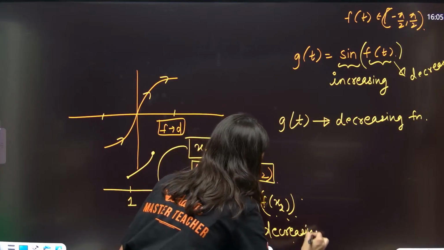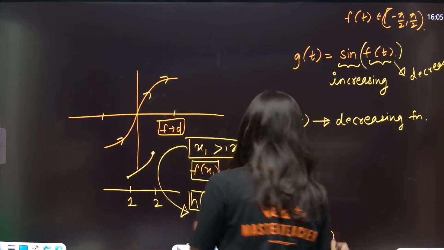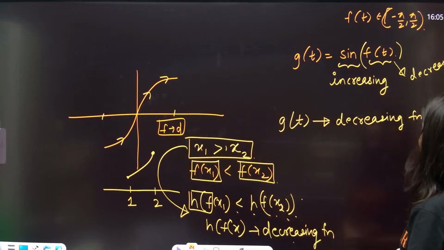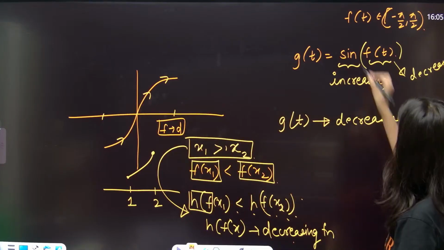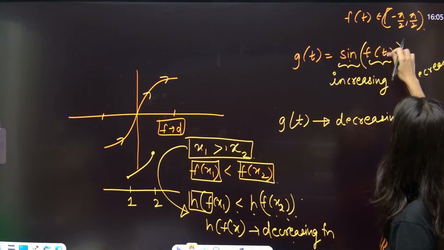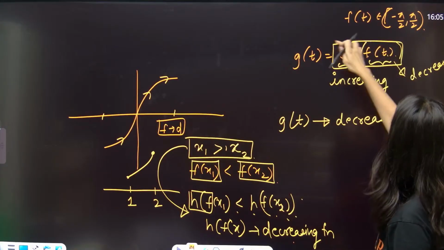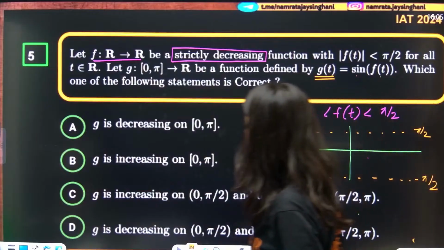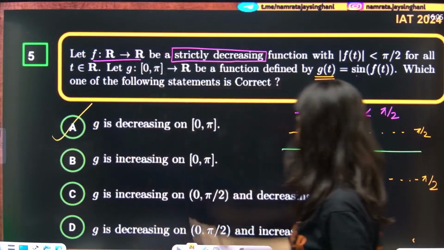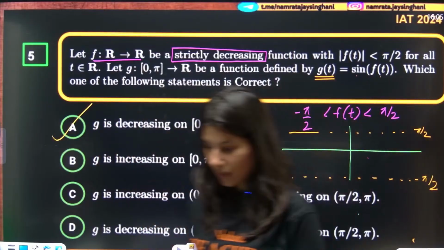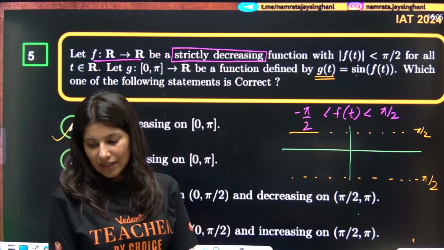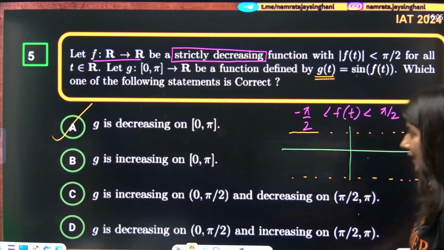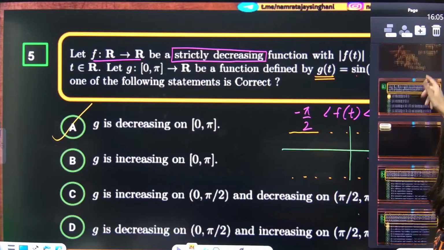Yes or no? This is the condition of a decreasing function. Overall, if I talk about h of f, the sign is getting changed. It is a decreasing function. So basically, the overall function sine of f of t is a decreasing function. Let's go and talk about it. g is straight away decreasing. Everybody getting it? How come g is straight away decreasing?